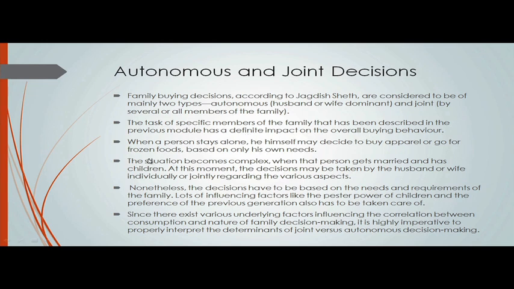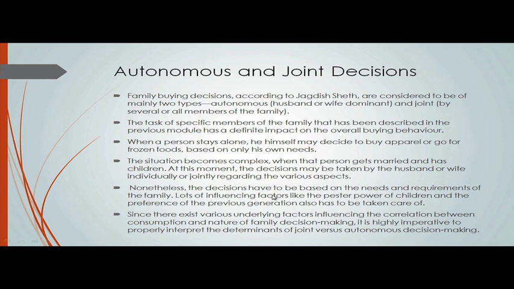When a person stays alone in the family life cycle, I have explained it actually, he buys for himself. So, his motives are dominated by his own needs. The situation becomes complex when the person gets married. There they have to take a lot of joint decisions for selection of house, selection of furniture, and when the child comes, then of course both the parents have a stake to take decisions about the child's education and other things. So, there the situation becomes more complex and more joint. Nonetheless, finally, the decision has to be based on the needs and requirements of the entire family. So, they have to arrive at a consensus.